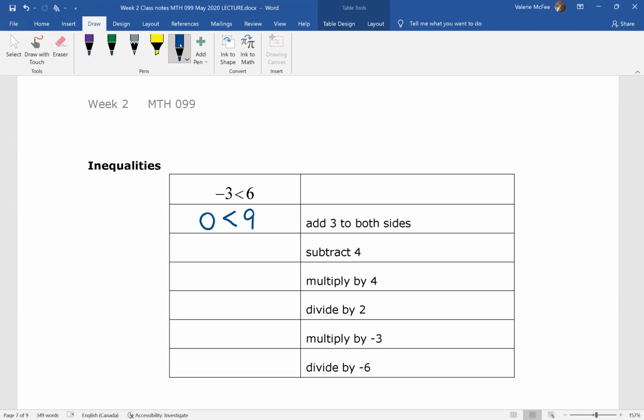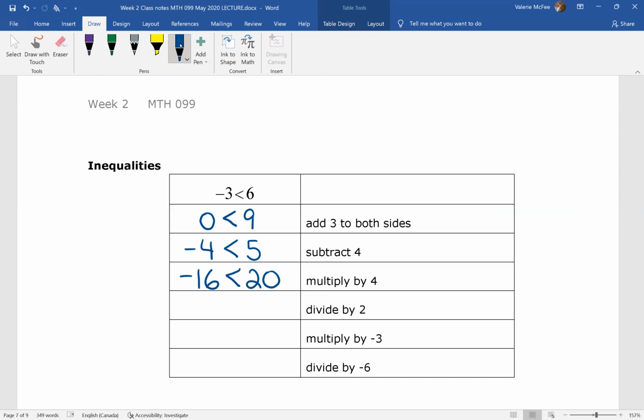Let's subtract 4 from both sides. 0 subtract 4, 9 subtract 4, and -4 is less than 5. We can multiply both sides by 4. -4 times 4, 5 times 4, and we see that -16 is less than 20.